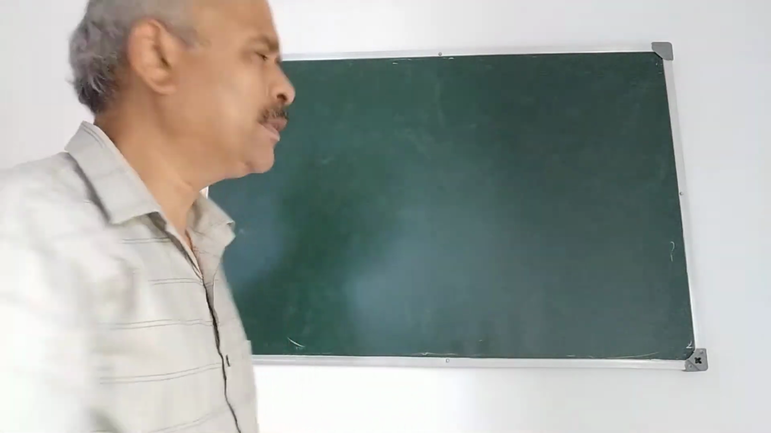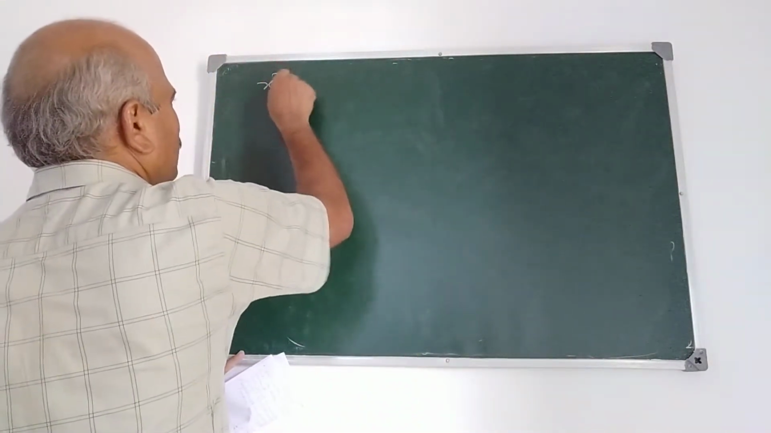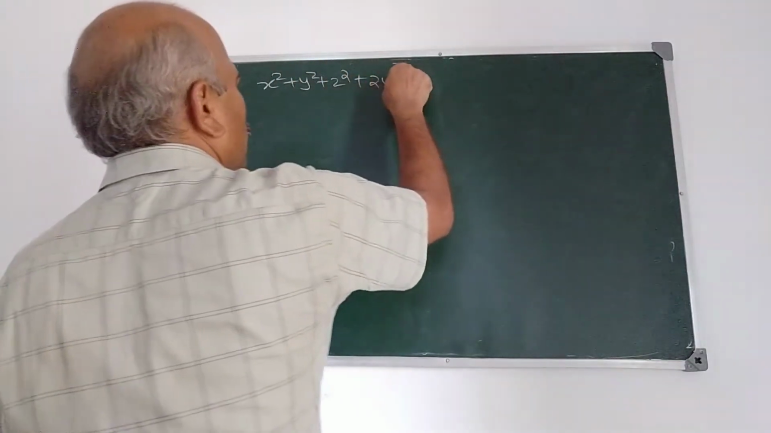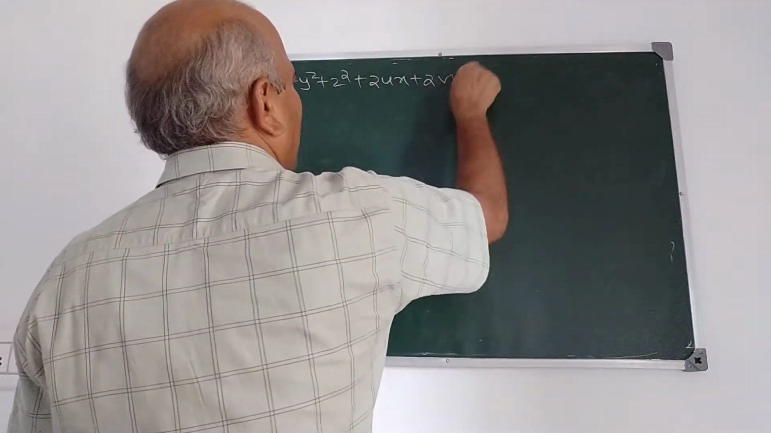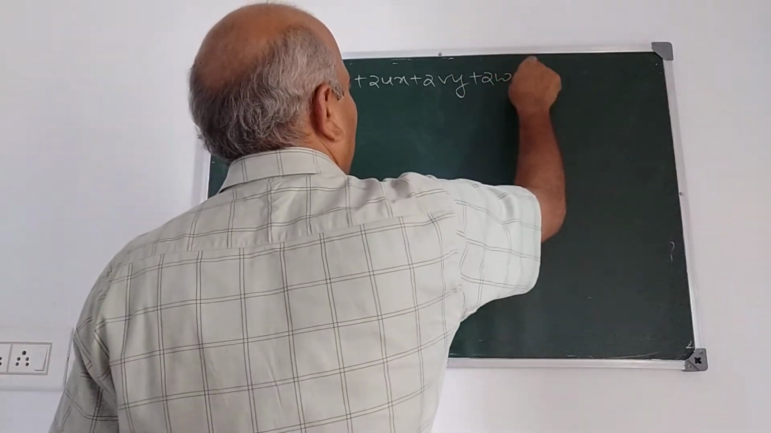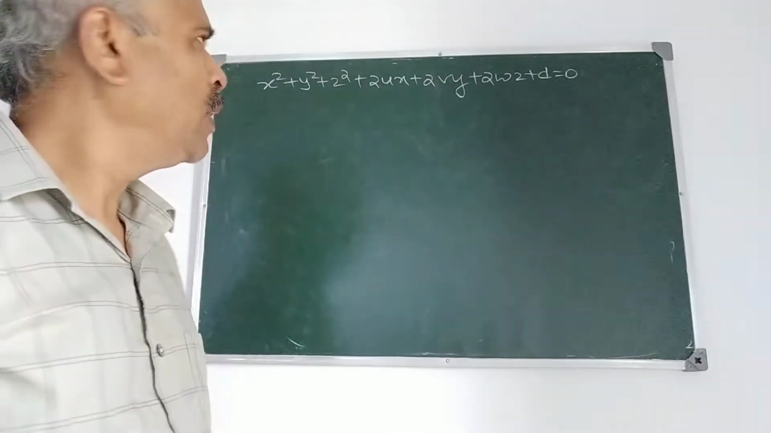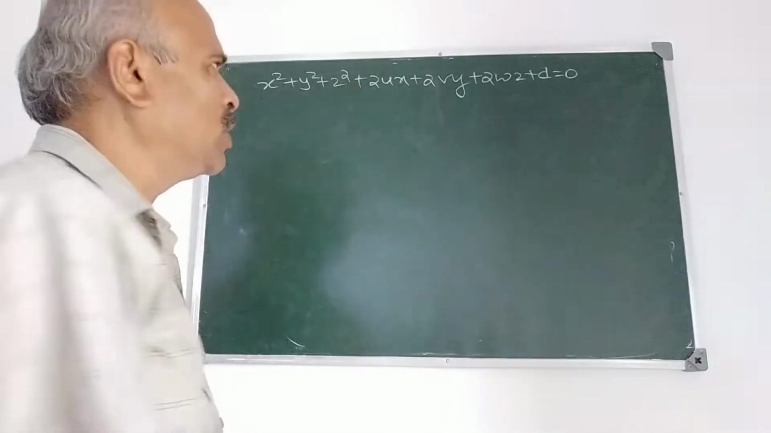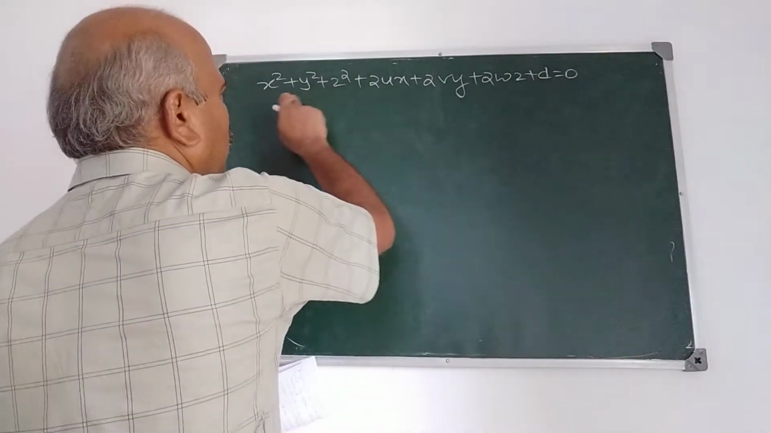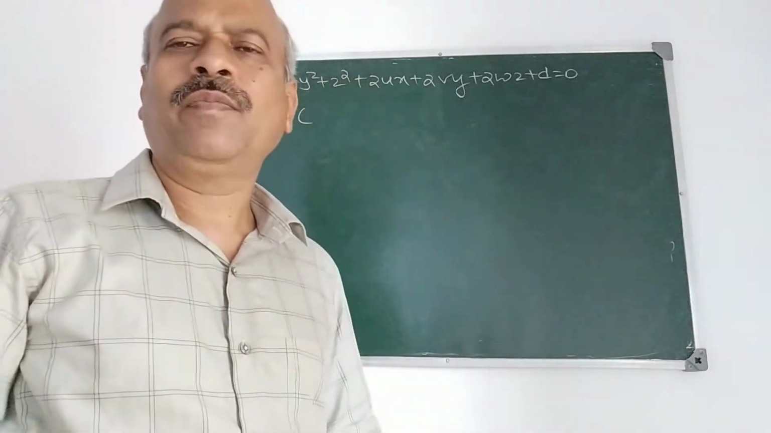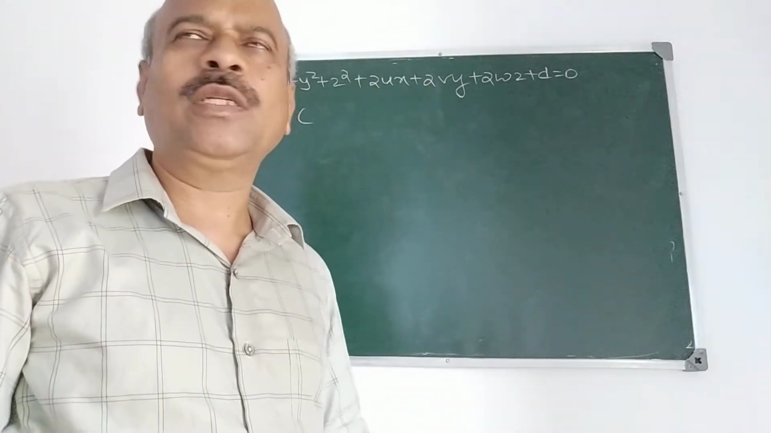In the last period, I explained the general equation of a sphere: x² + y² + z² + 2ux + 2vy + 2wz + d = 0. This always represents a sphere where u, v, w, d are constants. Now, I explained how to prove that it represents a sphere. That is the first derivation. You can expect that in the examination.